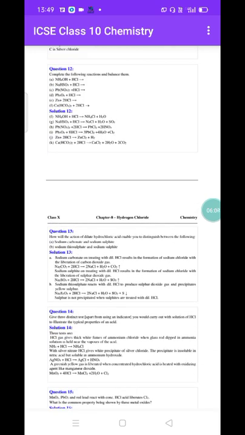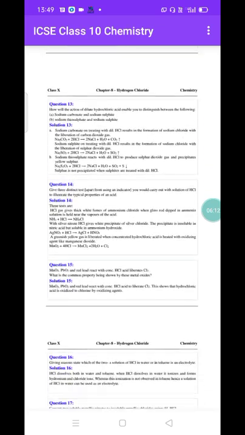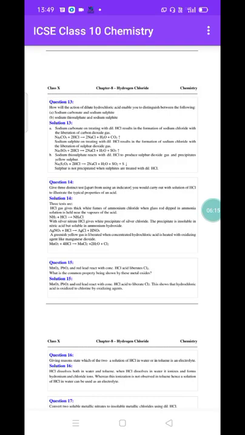Now complete the equations. These equations have already been discussed in class, so you can do them on your own. Question number 3 says: how will the action of dilute HCl enable distinguishing between the following? You need to distinguish, using HCl as the agent, between sodium carbonate and sodium sulfide, and sodium thiosulfate and sodium sulfide. The thiosulfate and sulfide I have already discussed in class, but carbonate and sulfide I will discuss now.